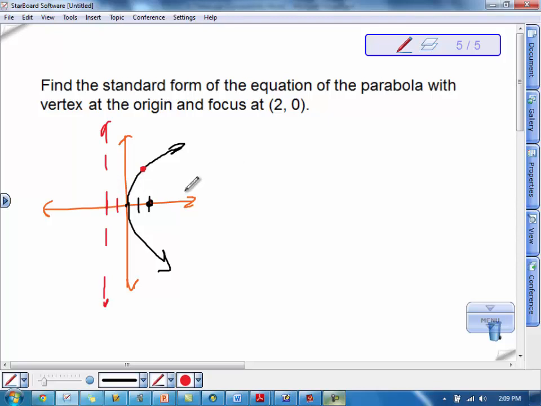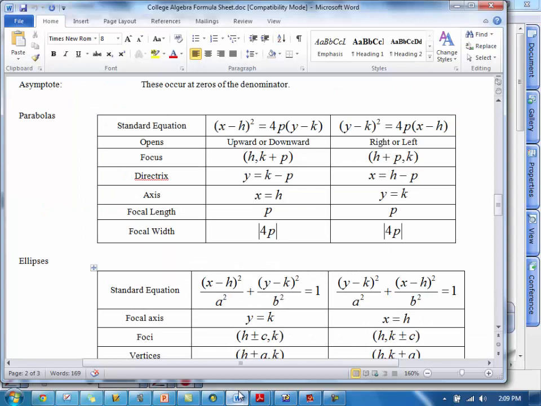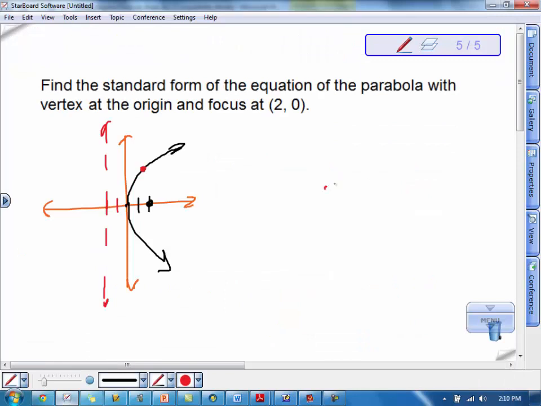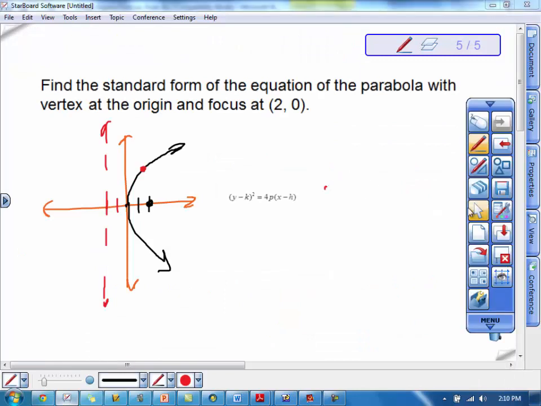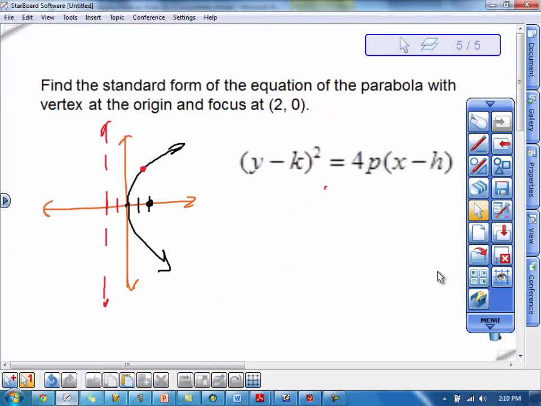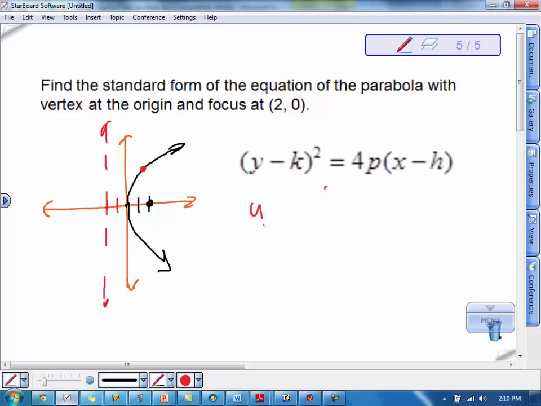But I want to write an equation for this. So I'm going to go to my formula sheet. It's a parabola. It opens right or left, so I'm going to take this equation right here. And it's centered at the origin, so I can plug in 0 for k and 0 for h. And then p, so let's use x here. p is the distance from the vertex to the focus. So p is this distance here, 2, or this distance here. It's always the same. So p is 2.